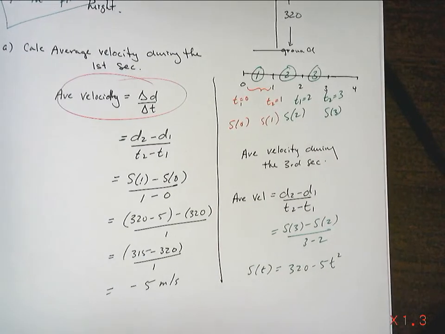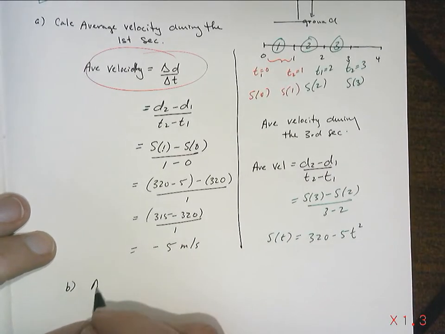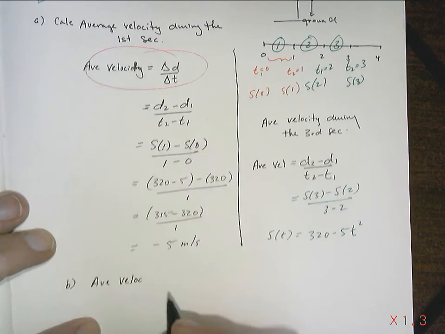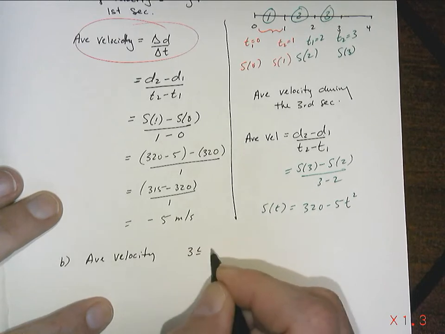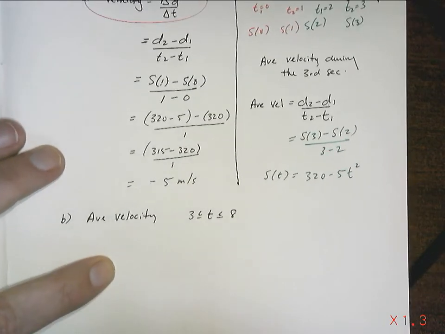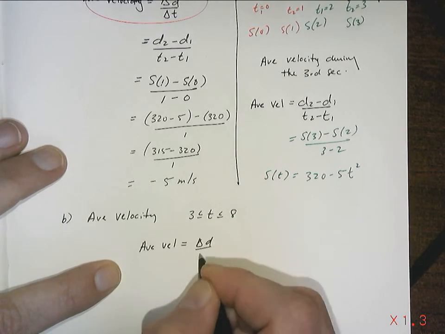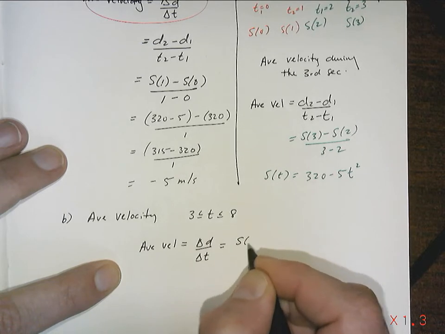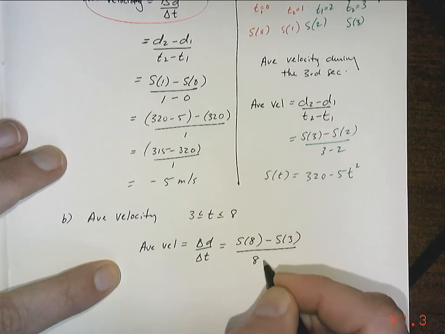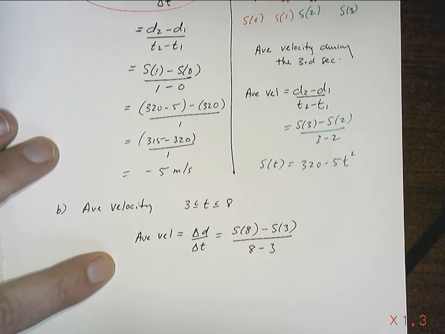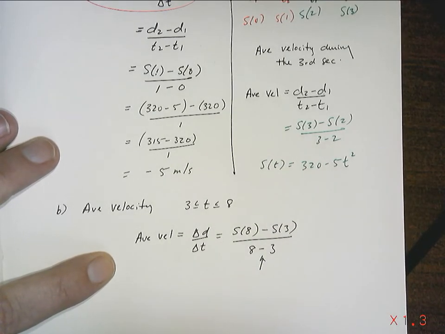All right, so now we get to the B part. B part wanted the average velocity on the interval between 3 and 8. That's okay, as again, average velocity is delta d over delta t. In this case, our ending height is s of 8, our starting height is s of 3, and the difference in our times is 8 minus 3. So that's a larger distance. Our delta t is different now. We have a larger interval there.